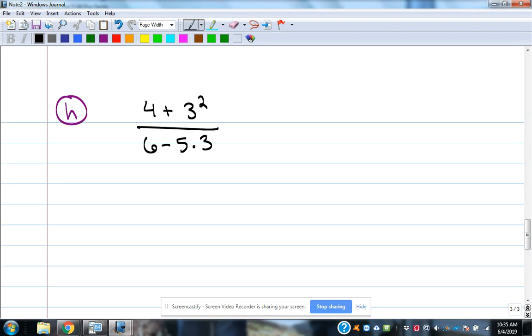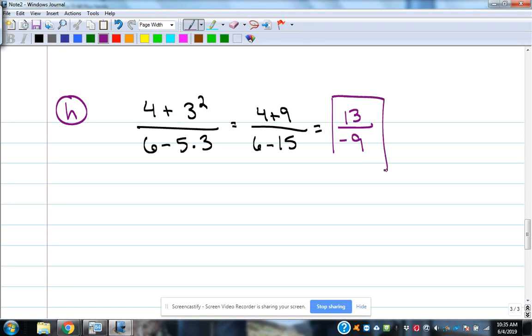So if I did the top part, the 4 plus 3 squared, that's going to be 4 plus 9, right? And then the bottom part, the first thing that should happen in the bottom would be the 5 times 3. So that'd be 6 minus 15. And then do the addition. 4 plus 9 is 13. 6 minus 15 is negative 9. And then does negative 9 go into 13 evenly? No. So I'm just going to leave it as a fraction like that.